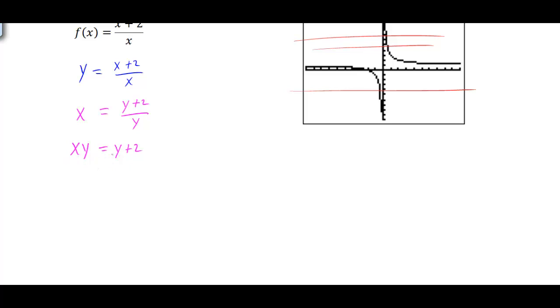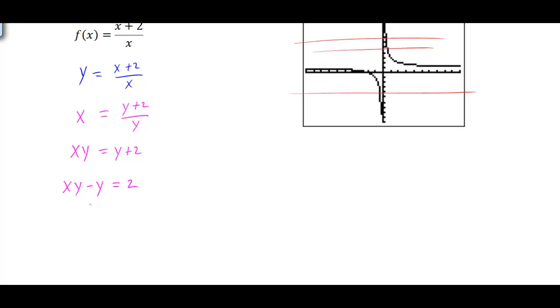And now you probably got stuck maybe because we now have xy and we have a y. So the question is, how do we get a single y value by itself? Well, anytime you have a variable tied up in two or more terms that you can't combine together, you want to get all of those terms on one side. So I'm going to move the y over, so that becomes xy minus y equals 2.